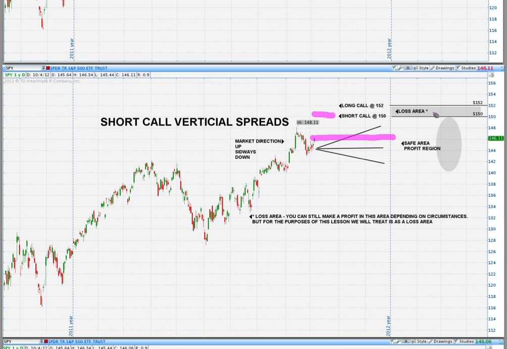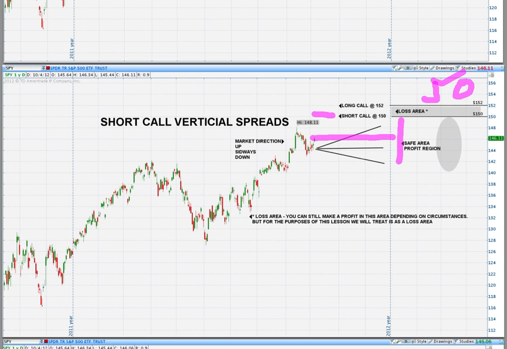Now, how much can you make? Very simple. You can only make the amount you got a credit for on selling this vertical. If you sold it for 50 cents, that's all you're going to make. No way can I draw this. Try not to laugh too hard. The most you're going to make is 50 cents out of it. That's it. And you make it as long as the price stays below the short call entry of 150, and it's yours. Okay.